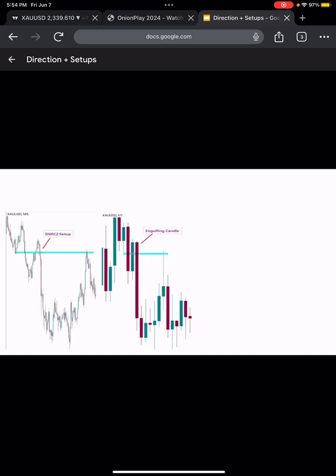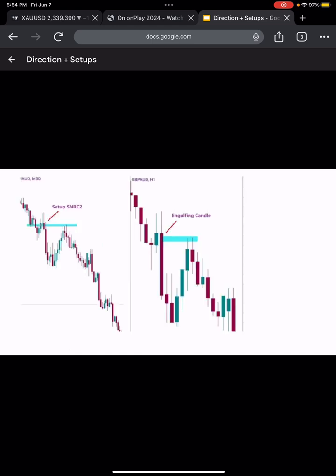So this is kind of what it looks like. On the 5-minute time frame, this is the SNRC2 setup. You have a strong support, then you have a rally-based drop, and then you have your entry. And in the higher time frame, you have the engulfing candle. Another example: strong support, rally-based drop, and then on the higher time frame again you have the engulfing candle. So that's another example. You can see, pretty simple, right?